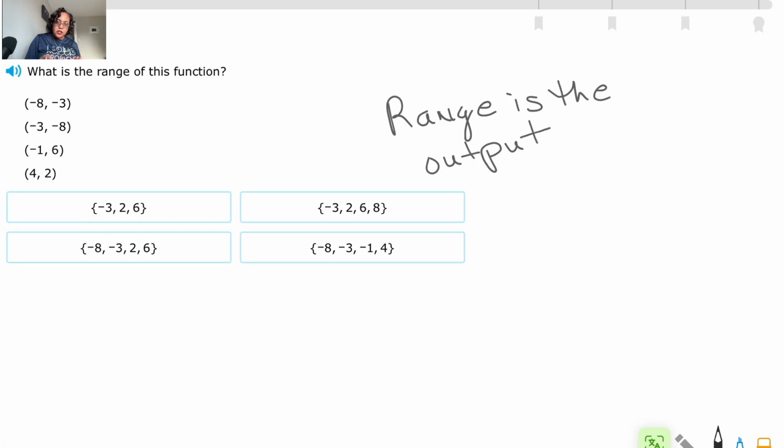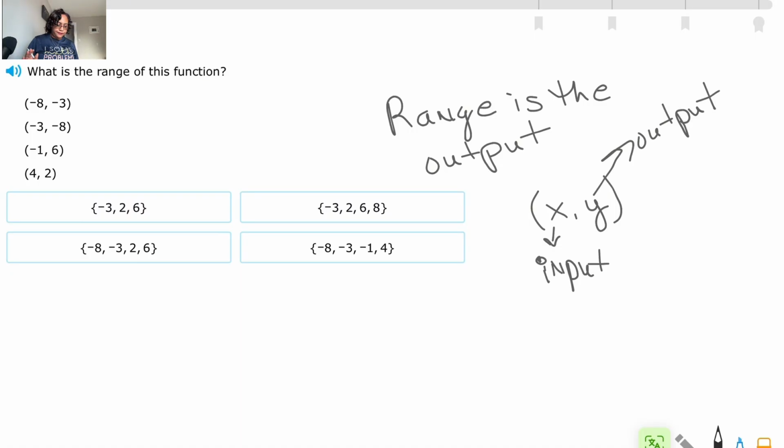So all you do is look at the coordinates and you pick all of the coordinates that are just the second number. So I'm going to put x comma y here. This is the input. Sorry, the iPad wants me to write bigger. Input. And this is the output.